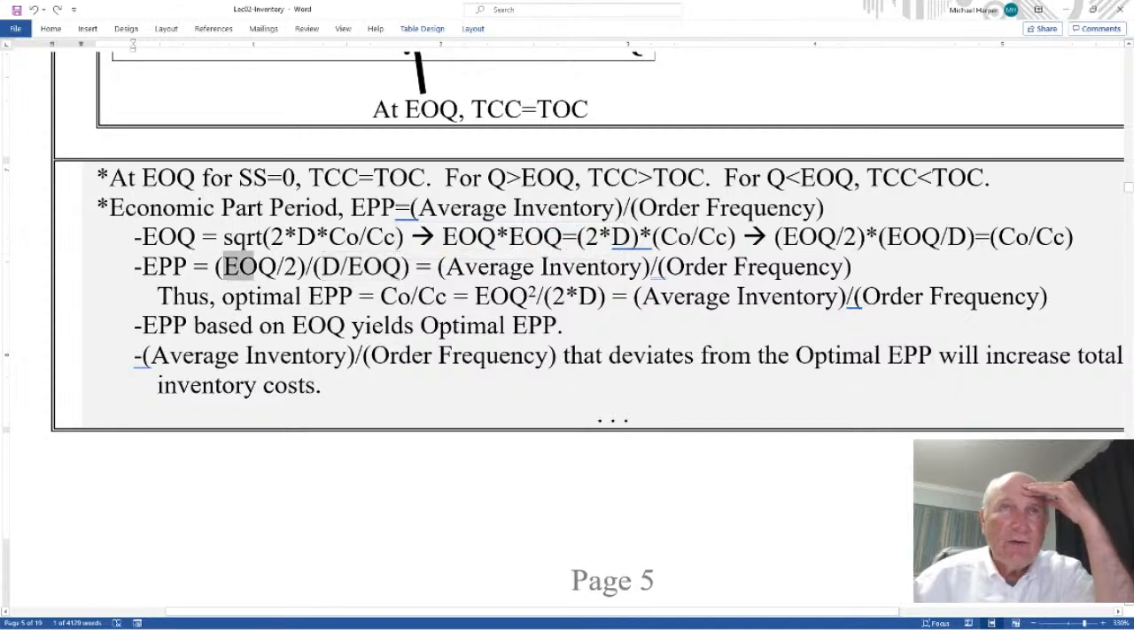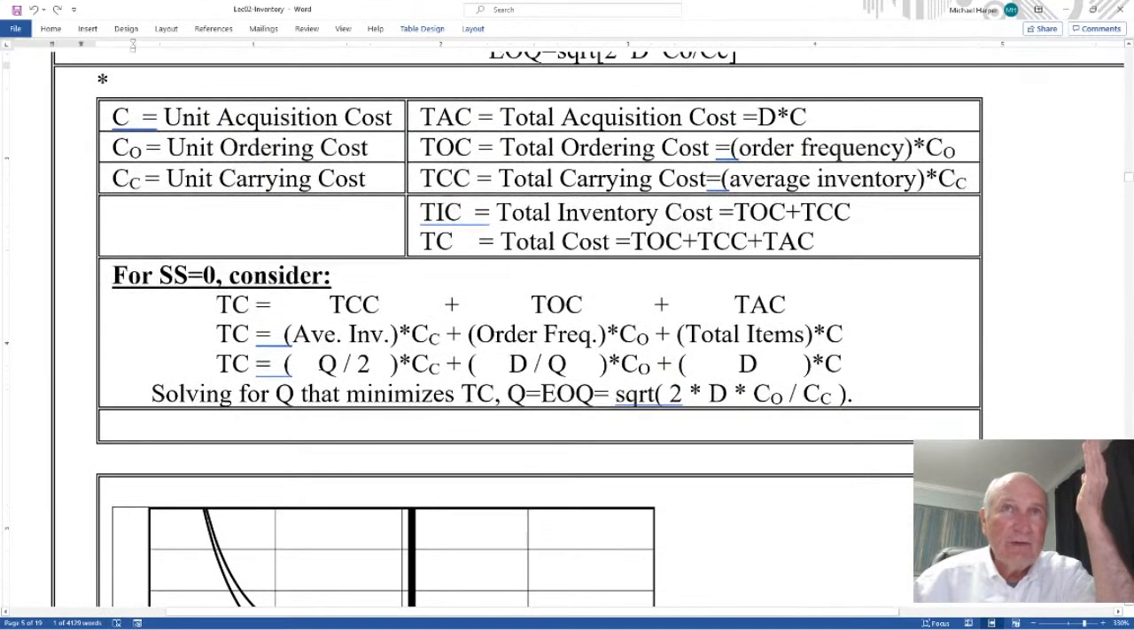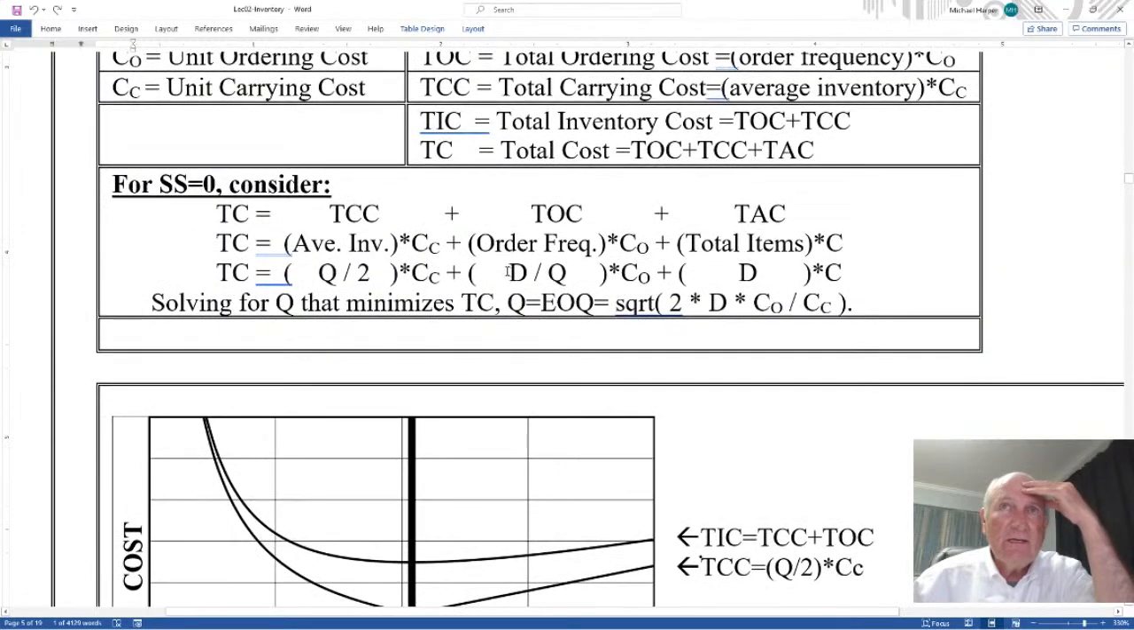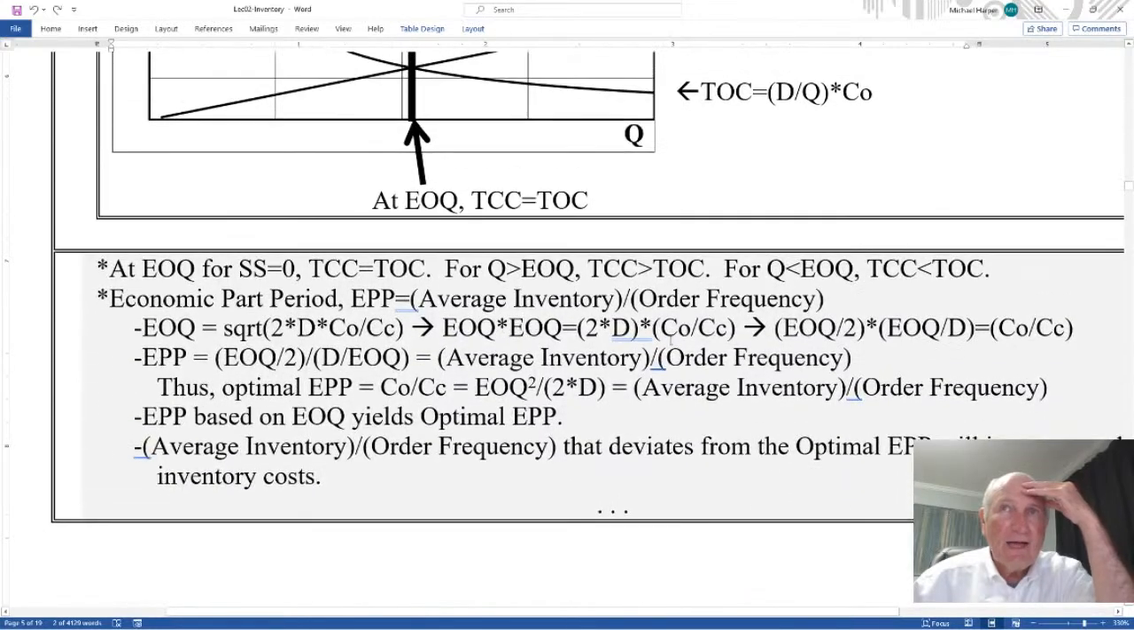Okay, and notice EOQ over 2, Q over 2, let's back up here, Q over 2 is the same as average inventory. D over Q, where EOQ is the same as Q, D over Q is the same as order frequency. And so essentially the EOQ over 2 divided by D over EOQ is the average inventory divided by your order frequency. But then again, that equals this ratio of the ordering cost to the carrying cost. Now remember, this is at EOQ.